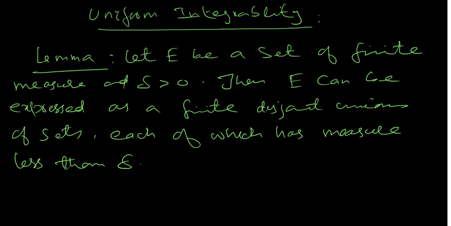But you have to prove it in more general form. You are given any set of finite measure. Here, let E be a subset of R, a Lebesgue measurable subset. Then we can express it as a finite disjoint union of sets such that each set has measure less than delta. If E is an interval, there is nothing to prove. In the lemma we are using the partition of the interval. You can see the proof in the book if you are interested.